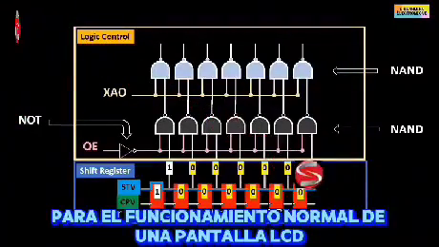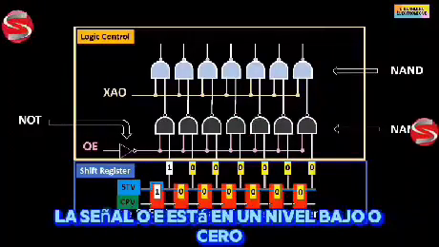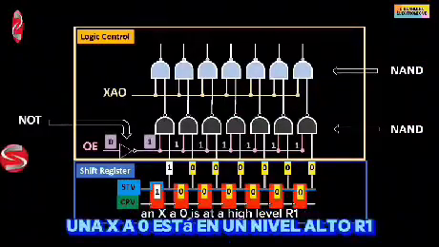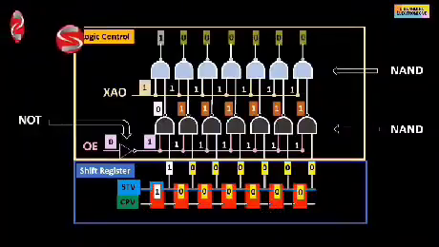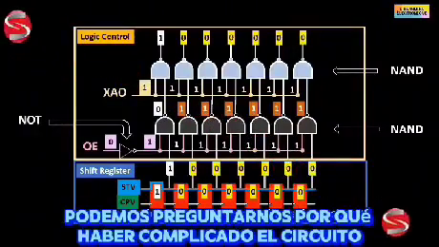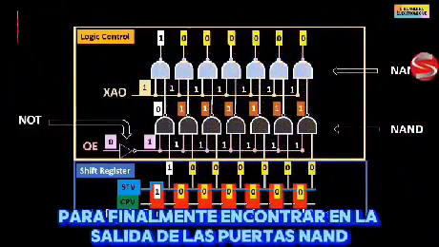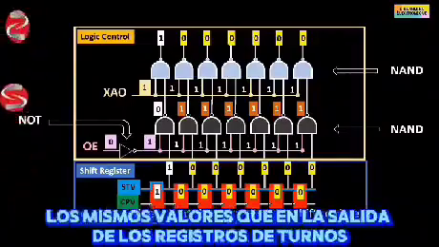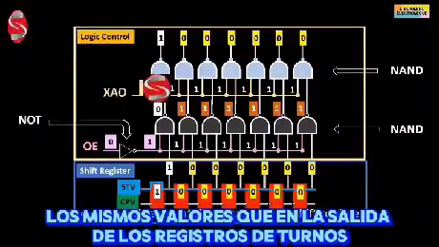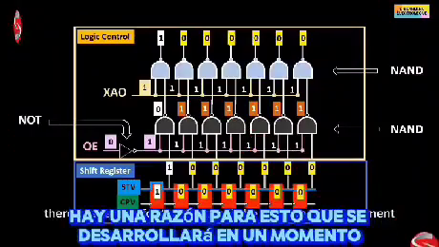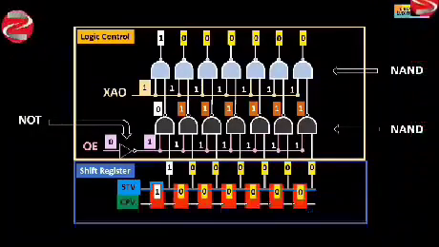For a normal operation of an LCD screen, the OE signal is at a low level or 0 and XAO is at a high level or 1. At first sight of this diagram we can wonder why the circuit was complicated, to finally find at the output of the NAND gates the same values as at the output of the shift registers. There is a reason for this which will be developed in a moment.